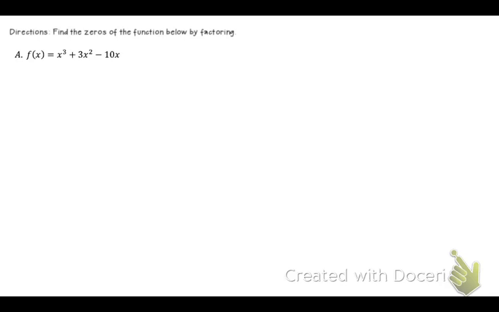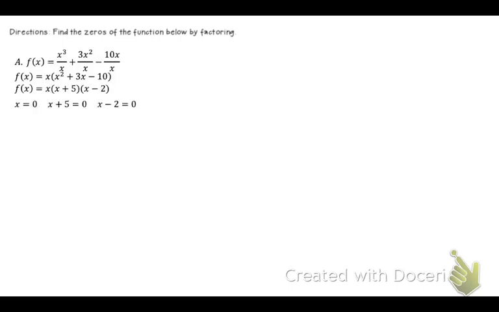So we want to find the zeros of this function by factoring. So we're going to start by factoring out that x, and you get x squared plus 3x minus 10. That part factors to x plus 5 and x minus 2. So we have x equals 0, x plus 5 equals 0, and x minus 2 equals 0. So x equals 0 is already solved. That one you can subtract the 5, you get x equals negative 5, and then x equals positive 2.